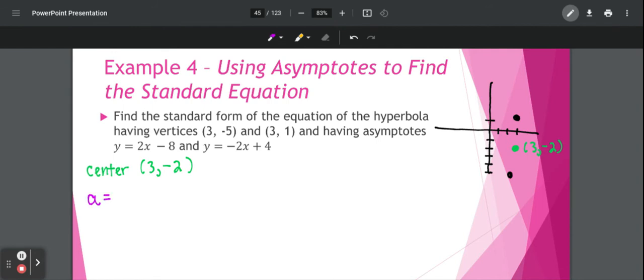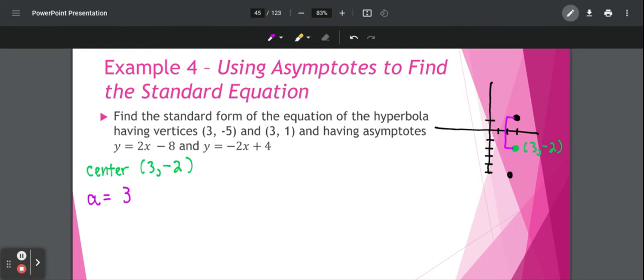Because your A value is the distance from your center up to your vertex. And in this case, your A value is going to be 3, since the distance from the center to the vertex is 3. And to write a general equation, we need to know what the center is, we need to know A, and we need to know B.